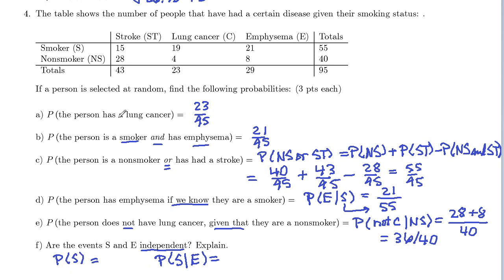So smokers, we've got 55 out of 95. And then smoker given emphysema. It's given that they have emphysema, so we are restricting to 29. And then out of those, how many are smokers? So we had 21 out of 29. If you want to convert these to decimals, you can double check. These guys are not equal. So are they independent? No, they are dependent. The probability of one outcome depends on the other, because it changed given that they had emphysema. So these events do affect each other.